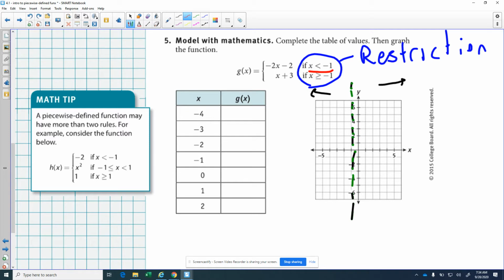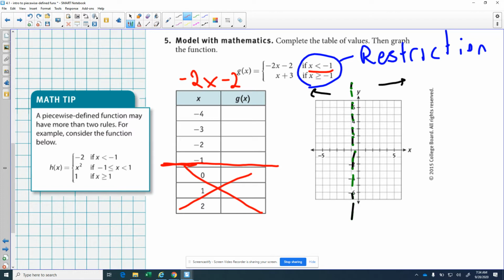So I'm going to take this graph over here to the left, and I'm going to write this equation on top of it: -2x minus 2. And I'm going to draw a line right at -1. I don't care about these three values down here. All I care about is from -1 and up. Or technically, -1 and down, right?